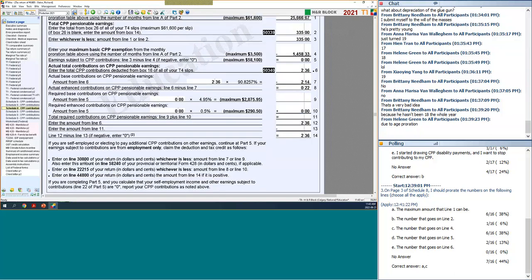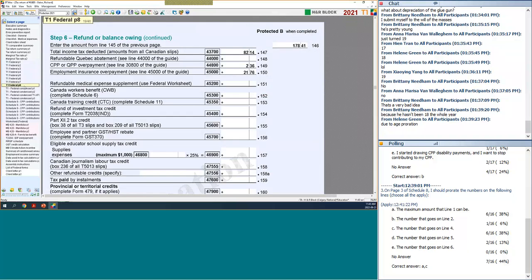0. If I go down to the bottom, I can say on line 30800, pick 7 or 9, whichever is smaller. 0 is smaller than 2. So I'm going to put 0 as a credit. And then it's going to say on 22215, pick 8 or 10, whichever is smaller. 0 is smaller than 22 cents. I'm going to put 0. And then on line 44800, if there's a positive number on 14, which there is, I'm going to do that. So now I've done my Schedule 8. I've gone back to my deduction and my credit, and I put 0 on those lines. And I've gone to the very end of the tax return, and I found my CPP overpayment, and I'm going to give him $2.36.